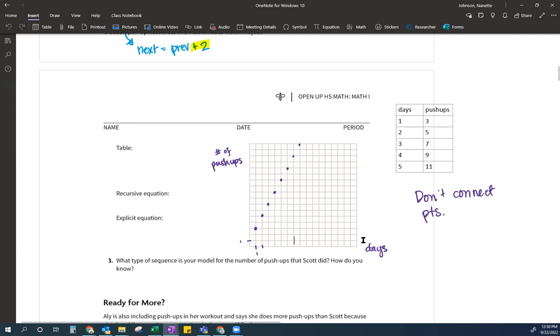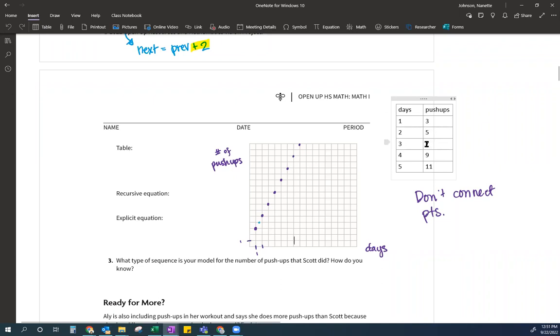The reason why you're not going to connect your points is because if you connected your points, now I'm going to put a point in between. I'm going to put a point like right here, which technically it belongs there, right? But this one meant on day 3, I did 7 push-ups. What does that point mean? And you'd be like, on day 1.5, I did 4 push-ups. That doesn't make sense, right? So don't connect these dots because the in-between dots don't make sense in this context.